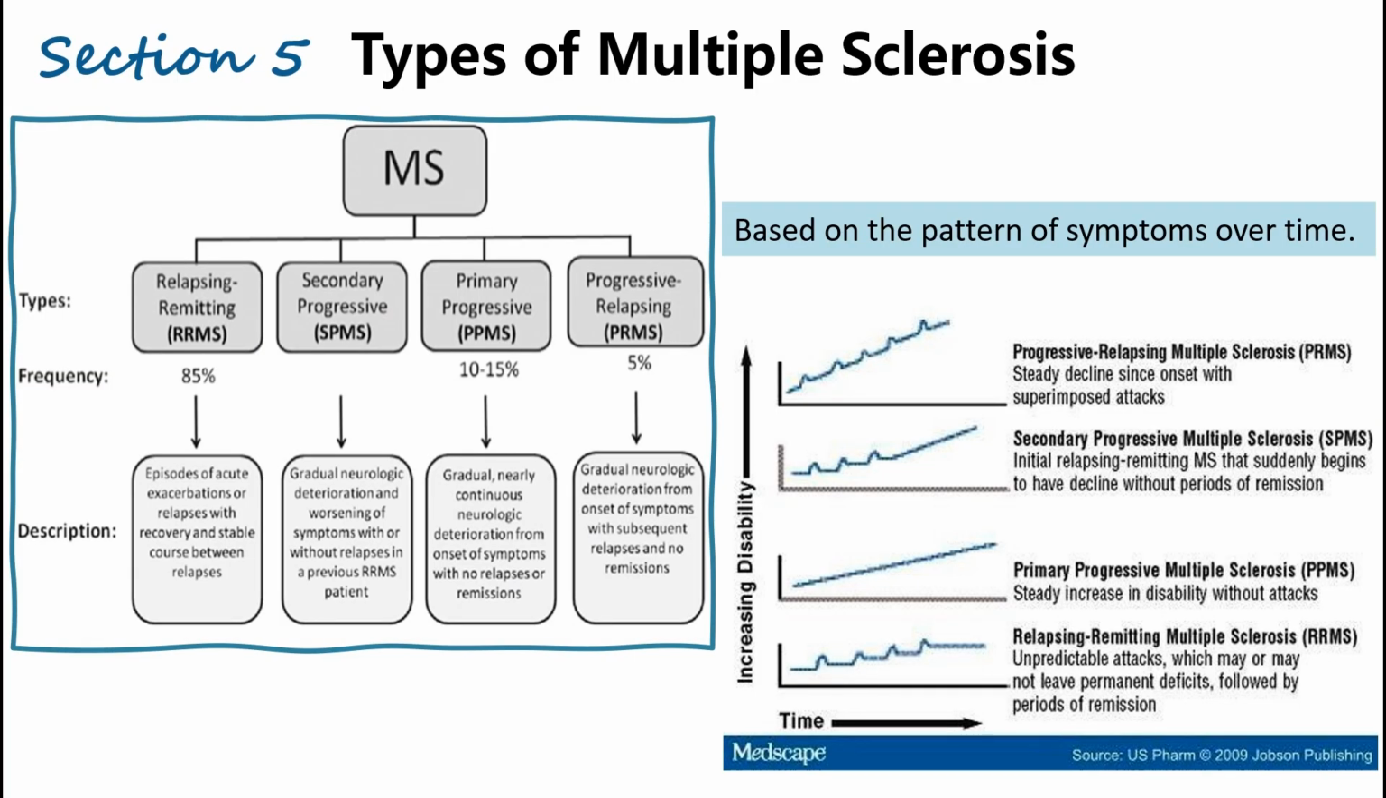There are four types of multiple sclerosis based on the patterns of symptoms over time. To break this down, we can use this graph on the right. The y-axis represents increasing disability, and the x-axis is time, the lifespan of an individual.